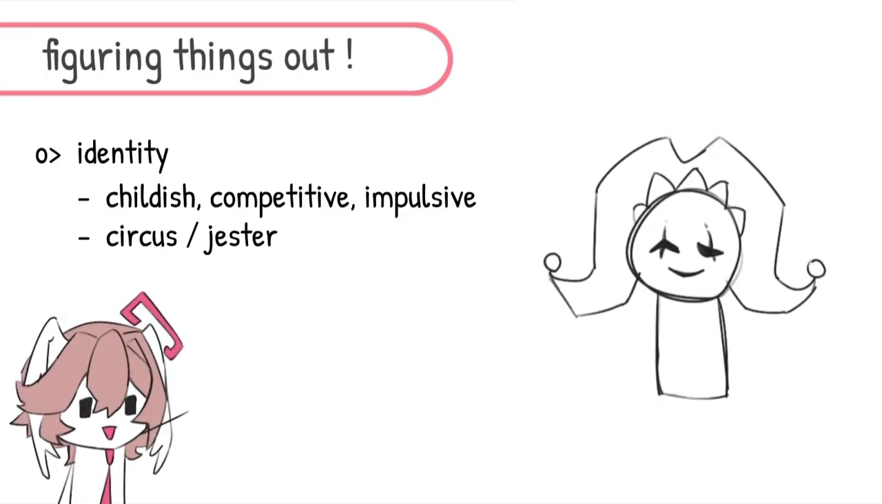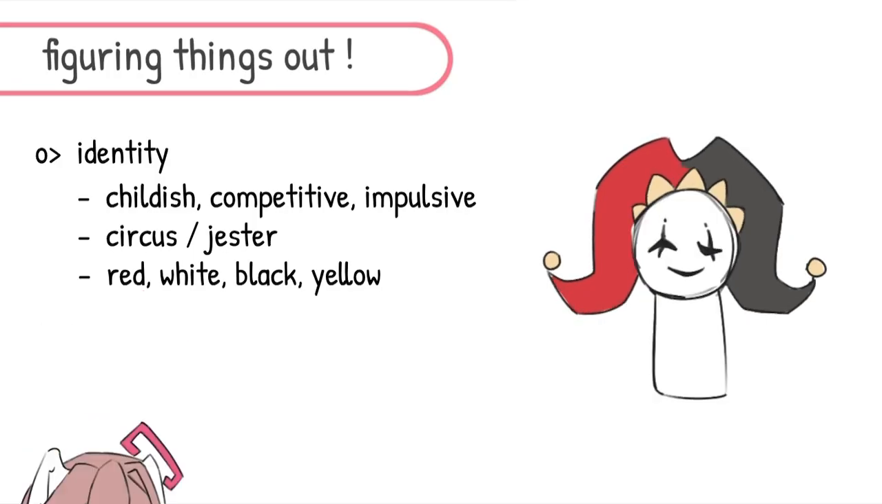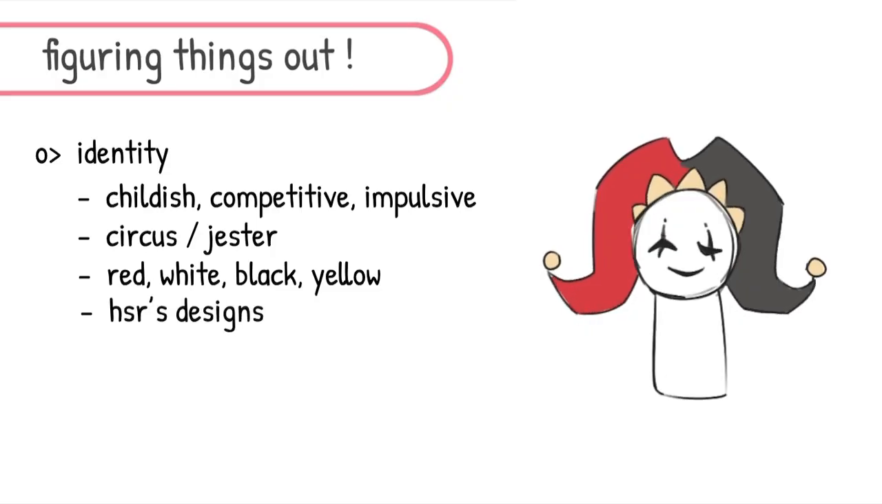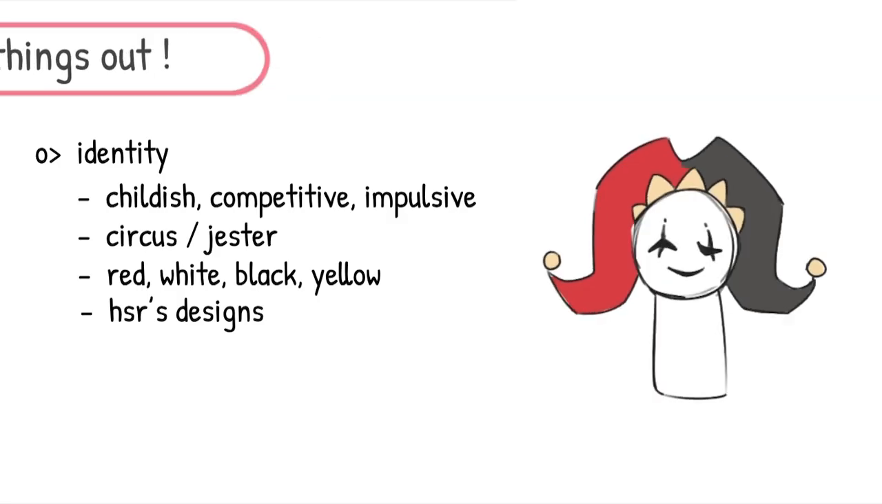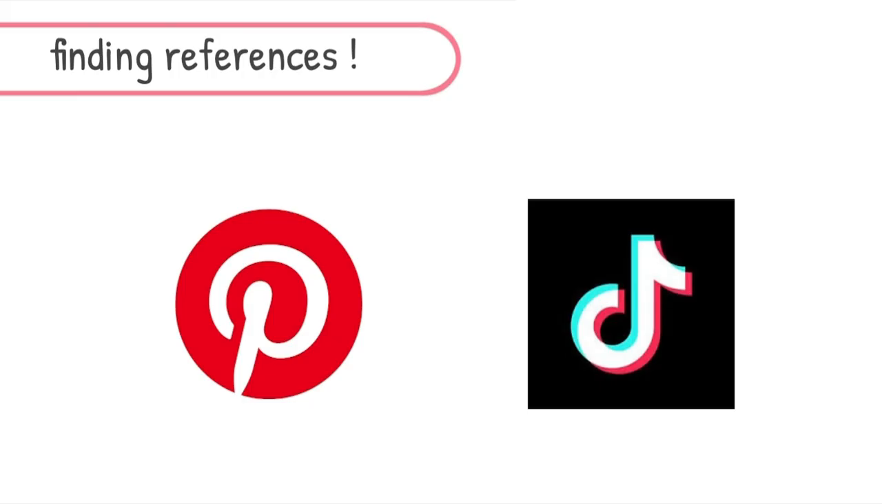From the 3 or so masked fools I've seen, they had a bright color palette, so I'll be following suit with that. I'll be using black, white, and red with a touch of yellow. Since this takes place in the Honkai Star Rail universe, they're going to have a more complex design instead of a simplistic art style. For references, Pinterest or TikTok could serve as a place to find references.